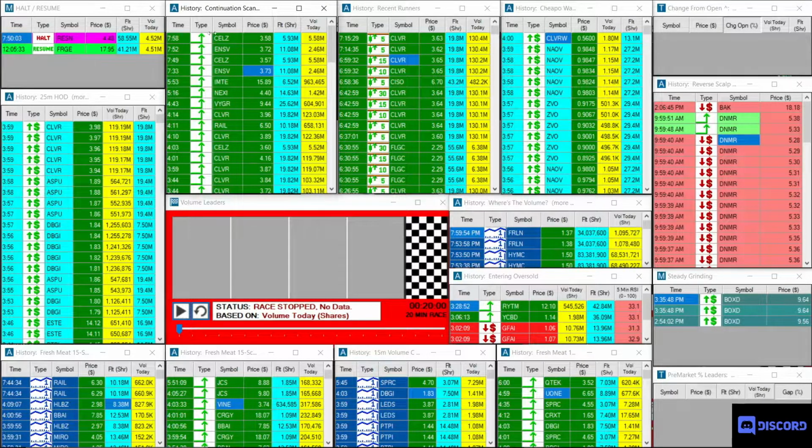Then we have our continuation scan here. This scan is almost the same as this one, where it's basically going to show us stocks that are trending. So when these stocks start trending on a daily time frame to a certain point, it's going to populate on this list. Again, these two lists right here are great to develop trade ideas, to really show where some of the hot names are.